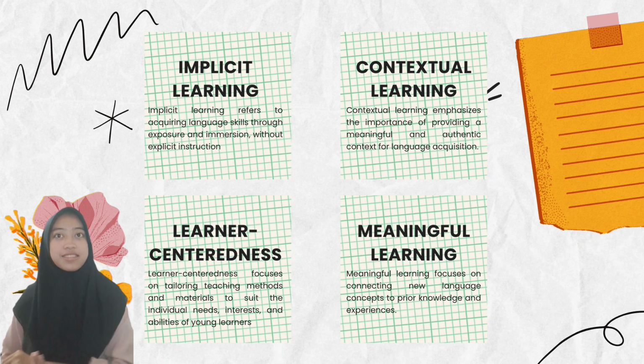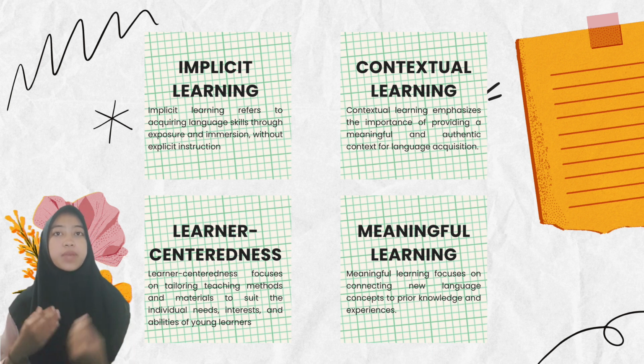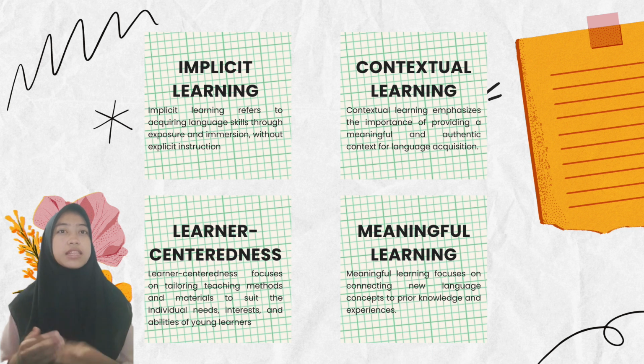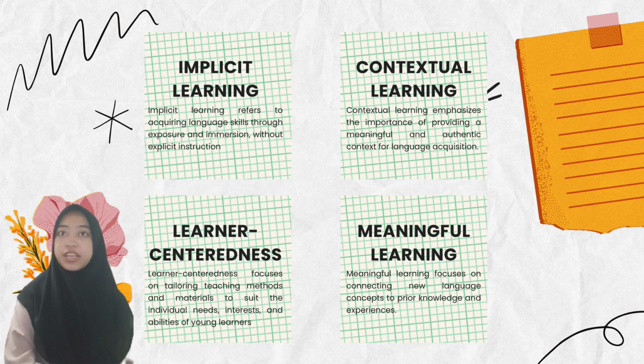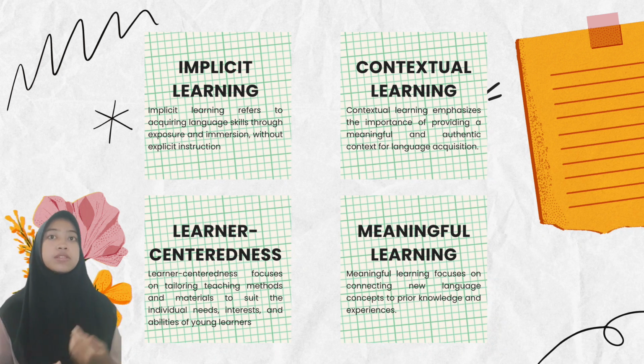The third is learner-centeredness. Learner-centeredness focuses on tailoring teaching methods and materials to suit the individual needs, interests, and abilities of young learners. It acknowledges that children learn best when they are actively engaged and motivated. Here are some examples of learner-centeredness in TEYL. The first is choice and personalization. The second is differentiation.